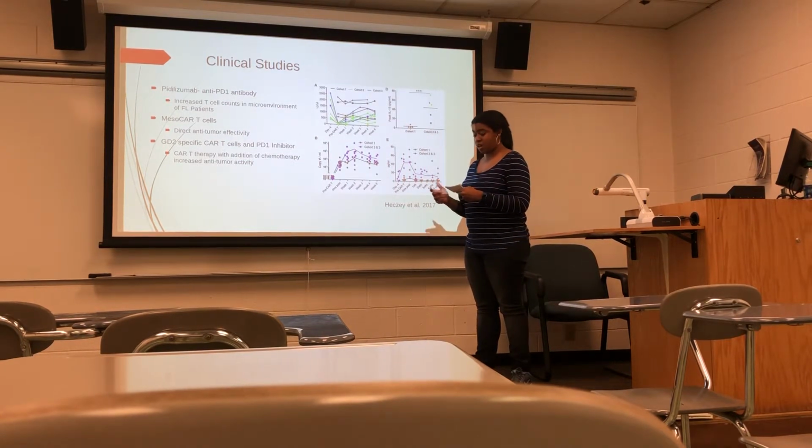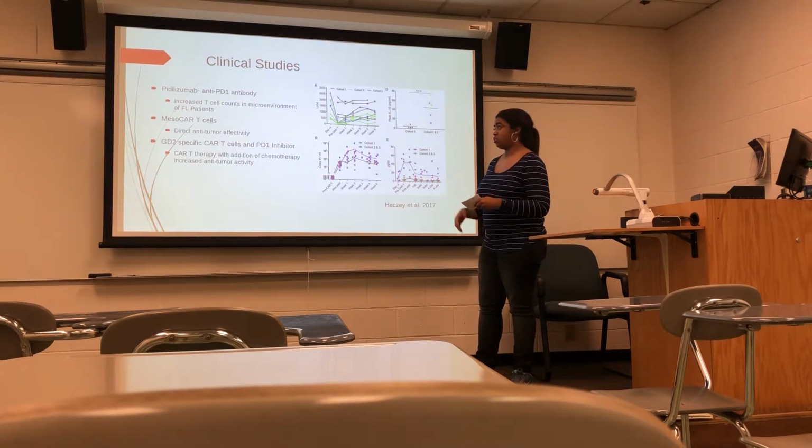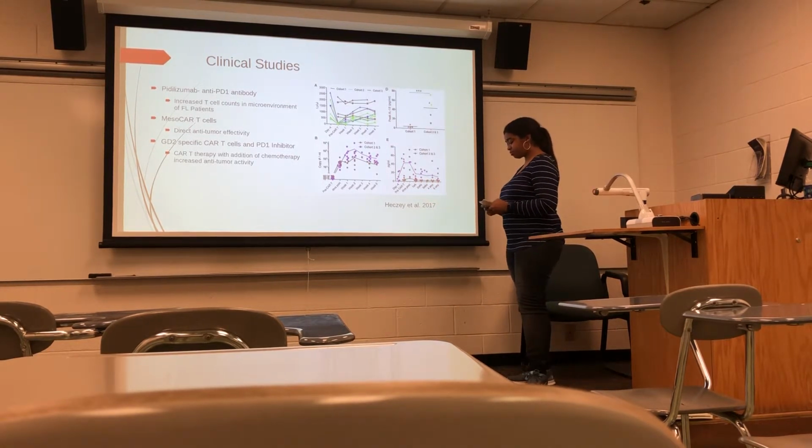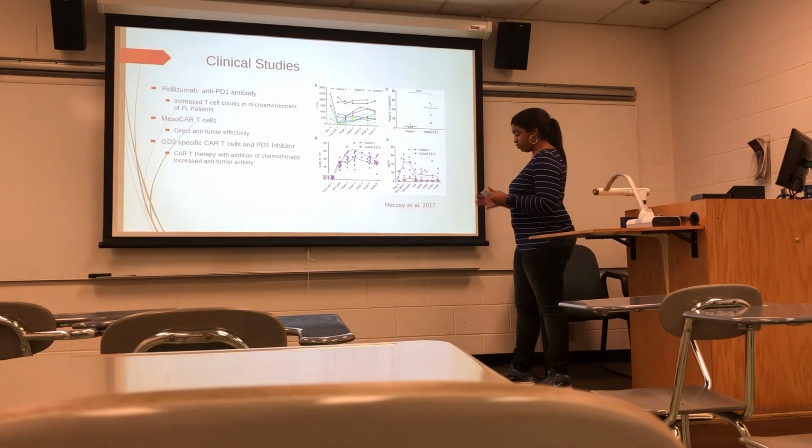So, Heskey et al. looked at GD2, which is a neuroblastoma protein, specific CARs, and a PD-1 inhibitor, which is shown in this figure. Cohort 1 just used the CARs, Cohort 2 used the CARs and chemotherapy, and Cohort 3 used CARs, chemotherapy, and anti-PD-1. What they found is that CARs with chemo had more expansion, long-term persistence, and IL-15 than CARs alone.